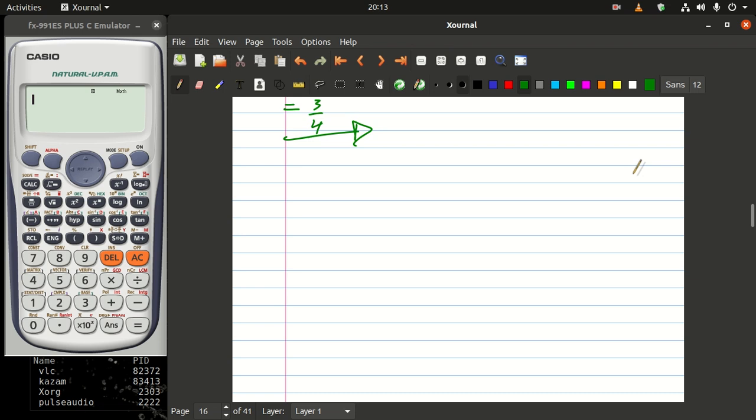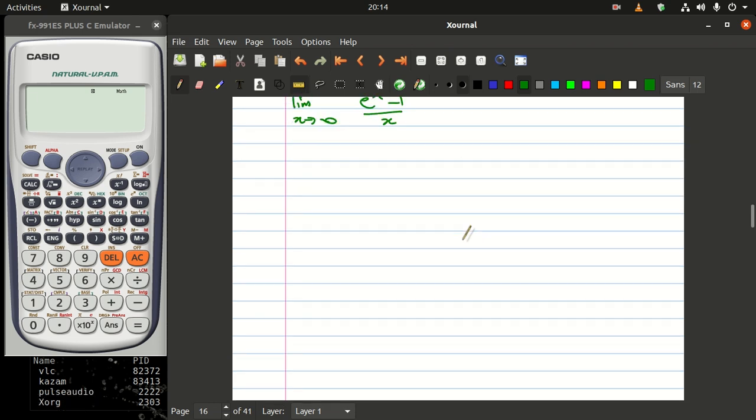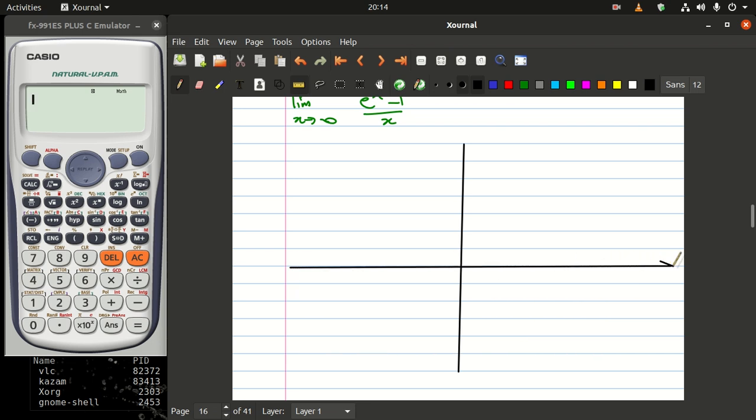Now, let us talk about this one. We want to find the limit as x approaches 0 of e to the power x minus 1 over x. In this particular case, again, I will try and make sure this is short. Hopefully you will understand even though it's short. This is the last thing that we'll cover, and then we'll go to continuity and focus on continuity and make sure that we do as many examples as possible.